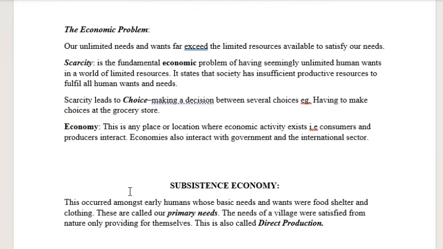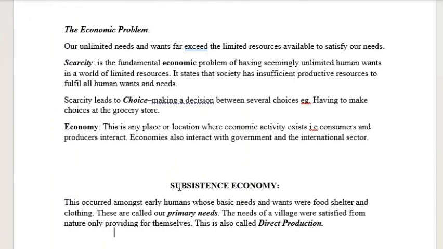So, what is economics, or what is an economy? Because economics and economy are two very distinct things, and I will allow you to tell me your thoughts at the end of the video. But economy, this is any place or location where economic activity exists, i.e., consumers and producers interact. Economies also interact with government and the international sector.